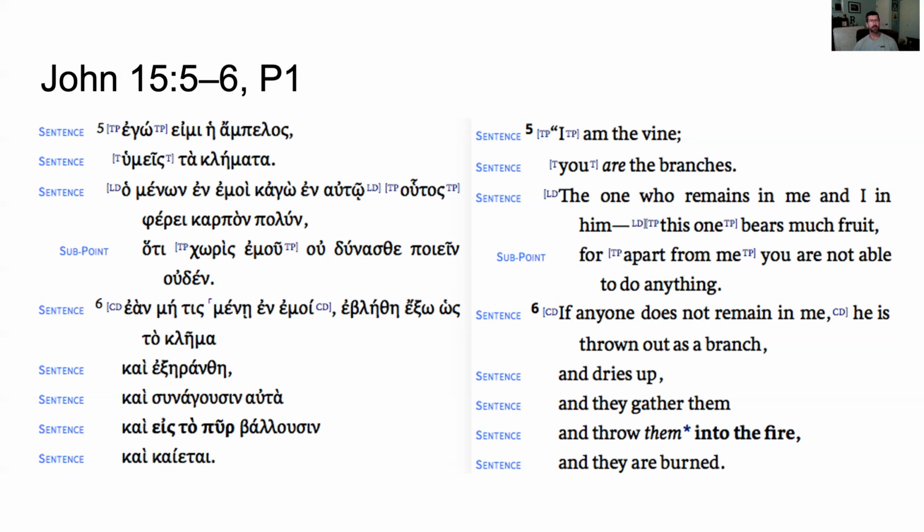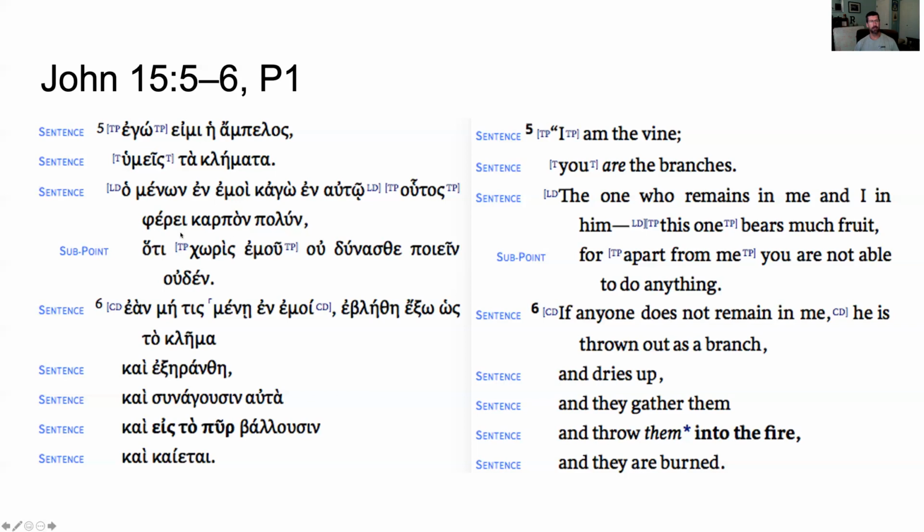But in these clauses, you have ego and humis, homenon inimu kago in avto, avtos. So all of this is topical frames of reference, left dislocation, but still achieving that switch. I am the vine, you are the branches, the one who remains in me and I in him. This one bears much fruit. And then you have contextual information with horisemu. Apart from me or without me, you're not able to do anything.